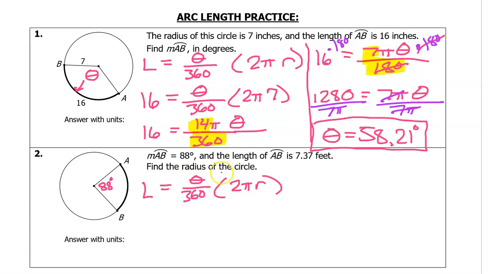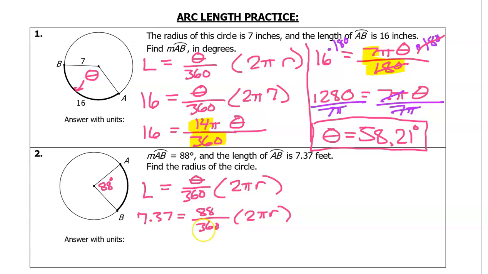That's theta. The length of arc AB is 7.37 feet. So we are given the L, which is 7.37. We're given the theta, which is 88 over 360. And we've got the 2 pi r. So this time we are being asked to find the radius. But other than that, this is going to be pretty similar to what we had before.